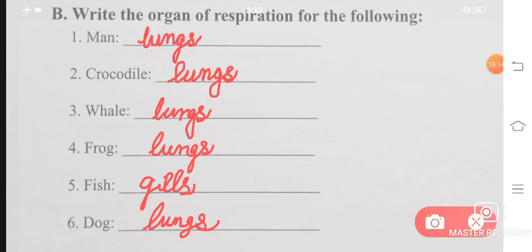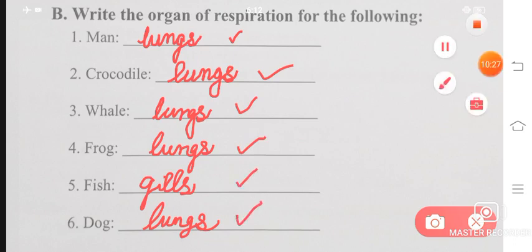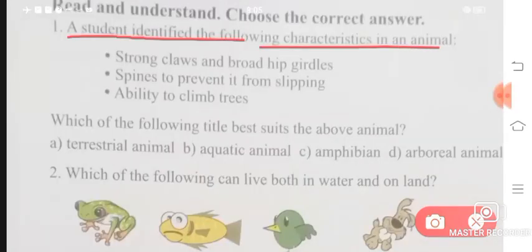B part. Write the organ of respiration for the following. Man, lungs. Crocodile, lungs. Whale, lungs. Frog, lungs. Fish, gills. Dog, lungs. Moving to the next question.